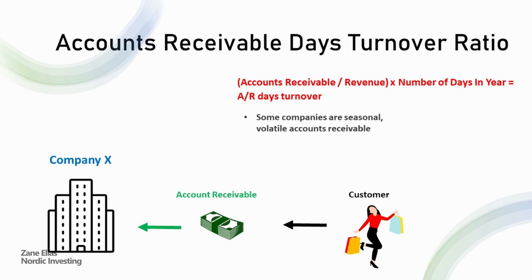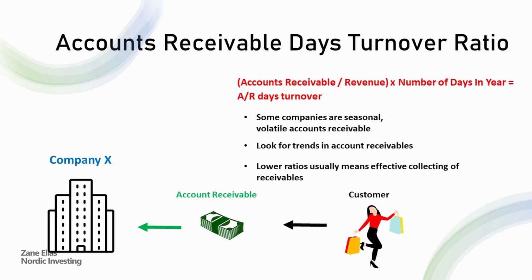For example, if you are reading a half-year report, then you should multiply by the number of days within that period. A limitation of this formula is that some companies are seasonal and experience highs and lows in collecting receivables depending on the circumstance or the time period. It would be optimal to measure the account receivable days turnover ratio on a year-to-year basis and see if the ratio is changing or if the ratio stays the same. If we are seeing low and steady ratios, this means that the company is effective at collecting account receivables. Just like the DSI, if we see sudden spikes in the account receivable days turnover ratio, this could indicate coming financial problems.